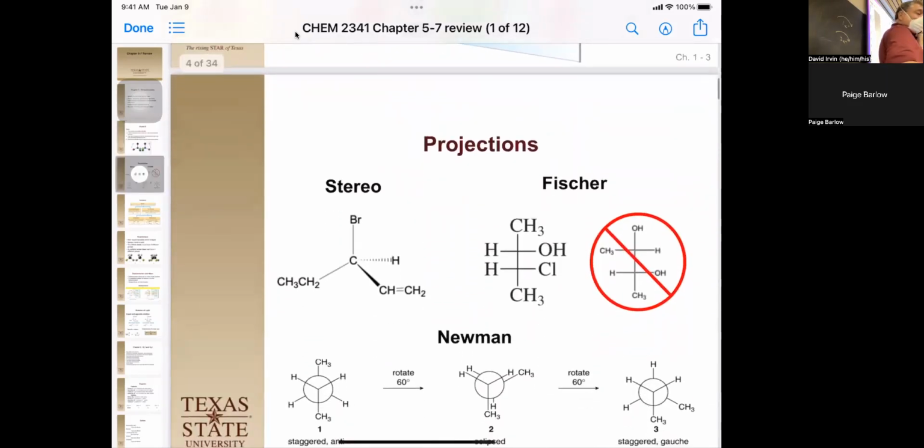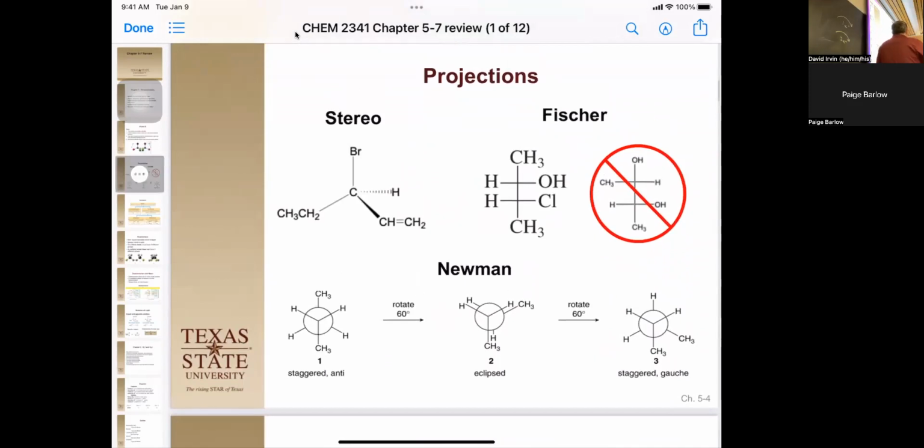Okay. So the next thing I want to talk about is projections. I know we did Newman projections in the last chapter, but this is also a very powerful tool for our next chapter because we get to see where things are. So you have to make sure you understand the difference between your stereo projection here and a correct Fischer projection. Notice this Fischer projection is wrong, the one that's marked out. Why is it wrong?